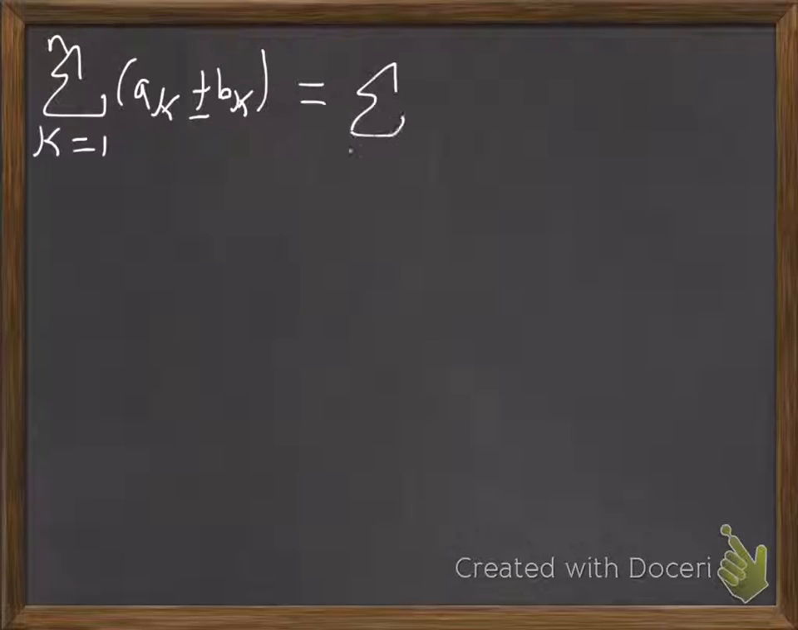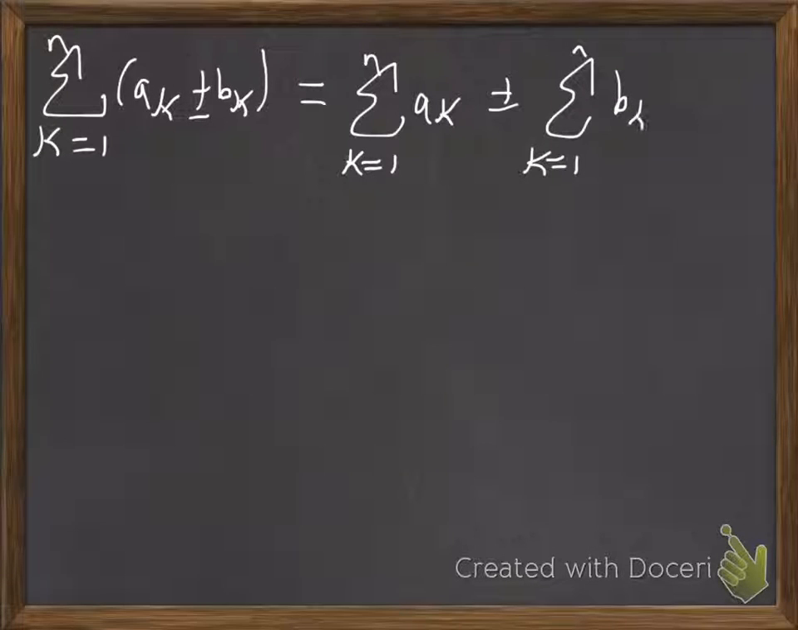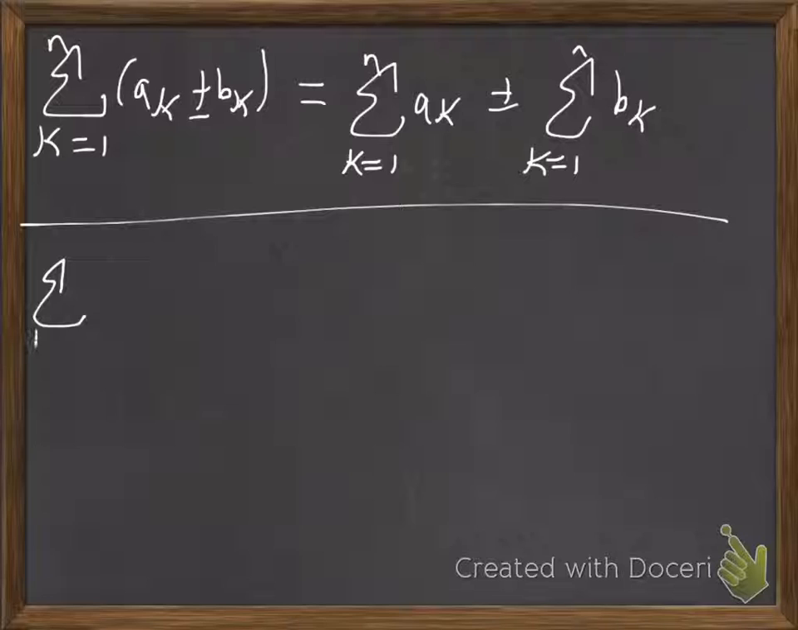So let's go ahead and mention a property. I think we did this one in class. If I add two finite sequences together, for the first n terms of two sequences, or subtract them, I can separate them, add up all the A series and all the B series separately, and then add or subtract them. Okay, for our finite sequences or series.